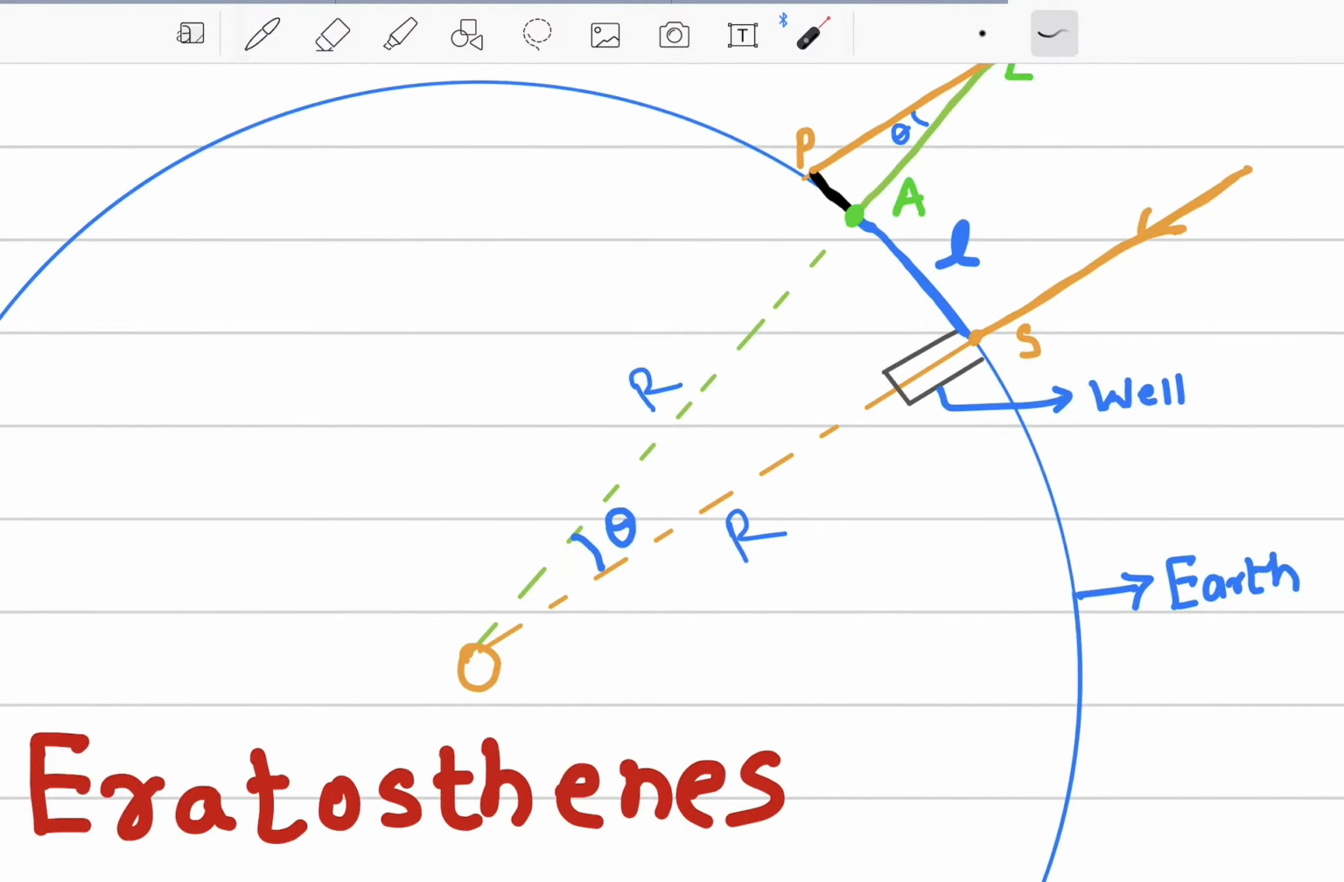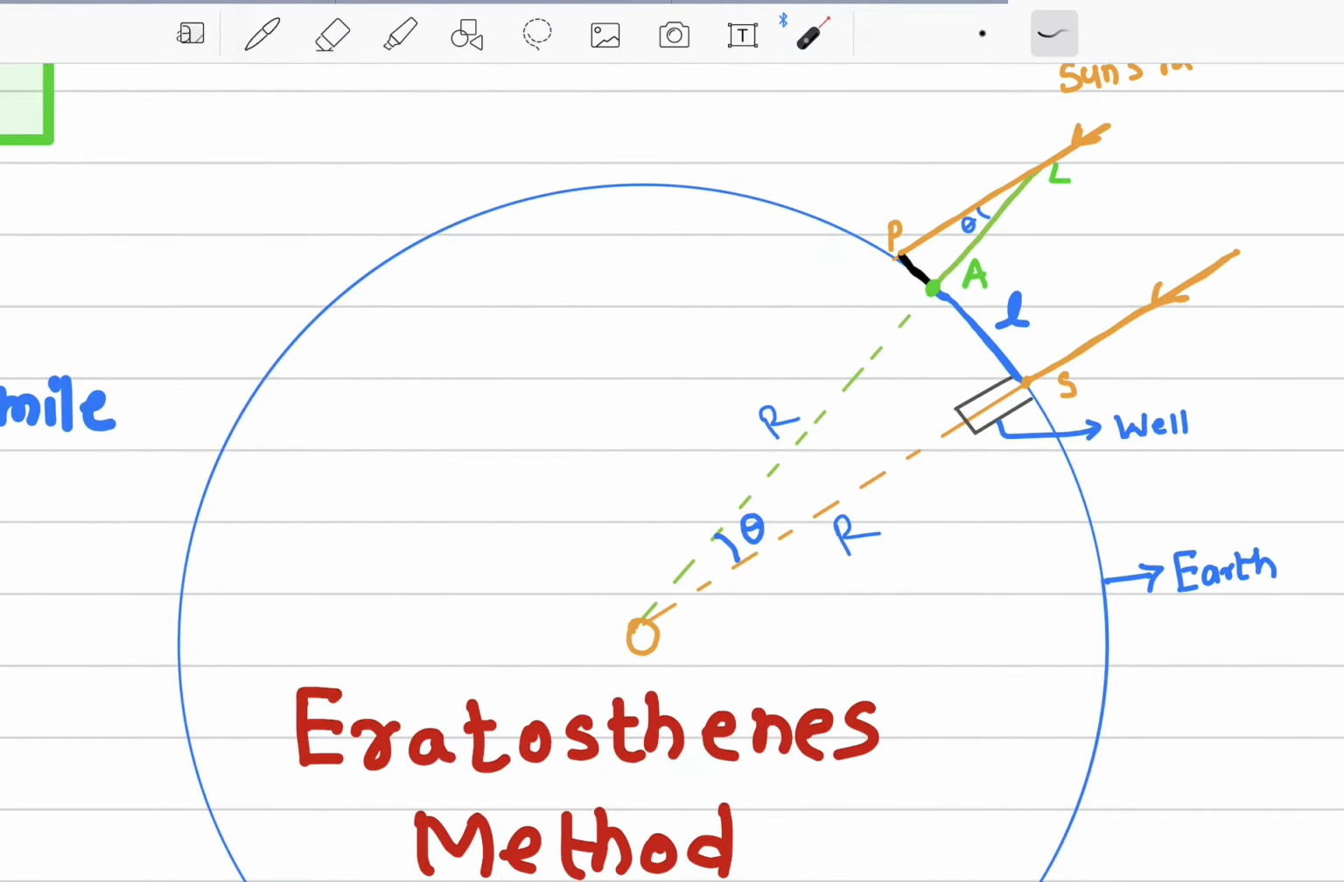Now, if we project these two, the pole and the light rays, all the way, they will intersect at the center of the Earth, because these two are perpendicular to the surface here. So if we project it all the way, it will intersect at the center of the Earth.